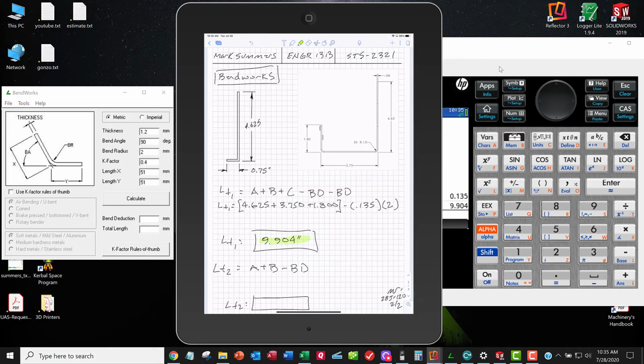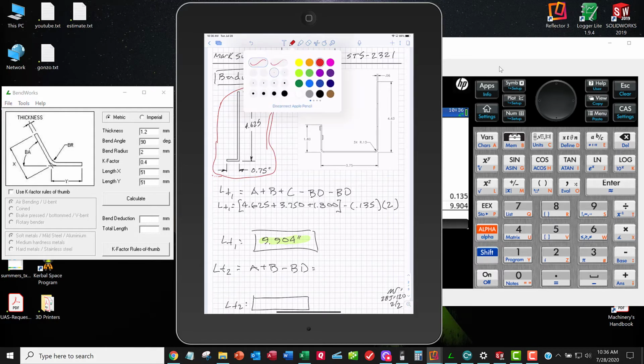All right, let's do LT2. LT2 is A plus B minus BD. Whoops, I don't want that. Put my pen back. So A and B in this case is on the picture on the left over here, this guy right here. That's LT2. And so let's go get my black pen back. So that's going to be 4.625.